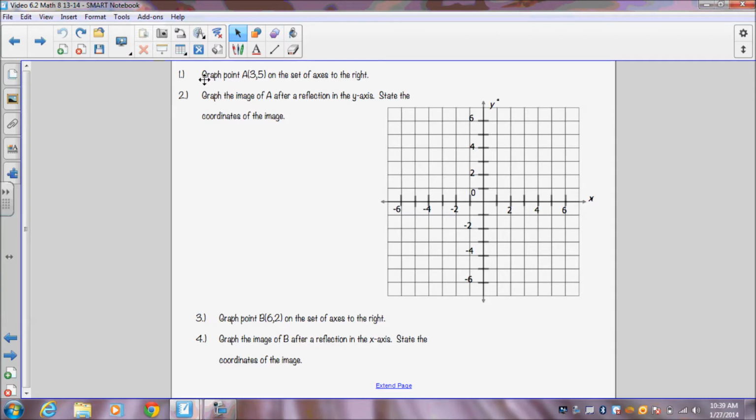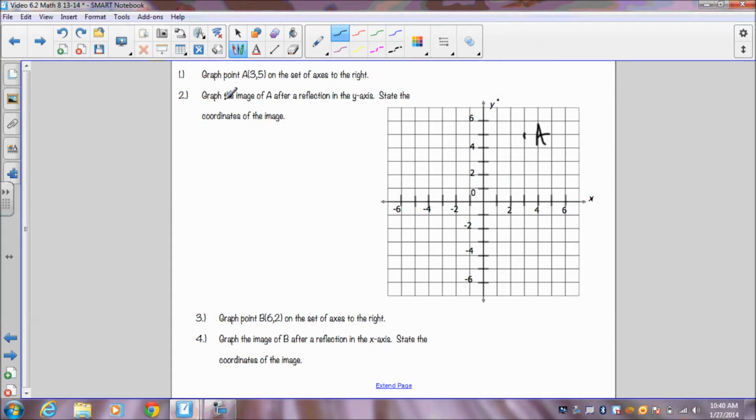All right, so question number 1 asks you to graph the point A (3, 5) on the set of axes to the right. Before I do anything, I have to make sure that my axes are set up okay. So if you look right here, I have to label this my x-axis, I have to label this my y-axis, and I have to number my axes. Since that's already been done for me, I don't have to do that anymore. So I'm going to go ahead and graph out the point (3, 5). Remember, to graph out the point (3, 5), you just go to the right 3, and you go up 5, and you just put a dot there. So this point right here is my A, and I'm going to label it A.